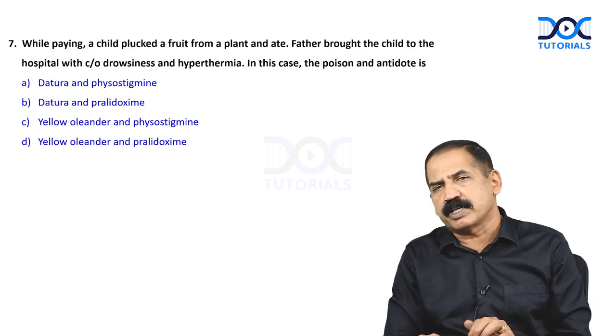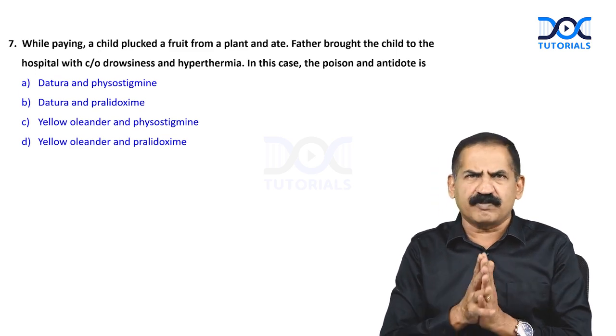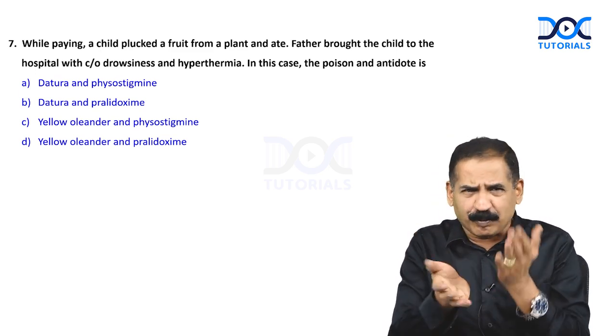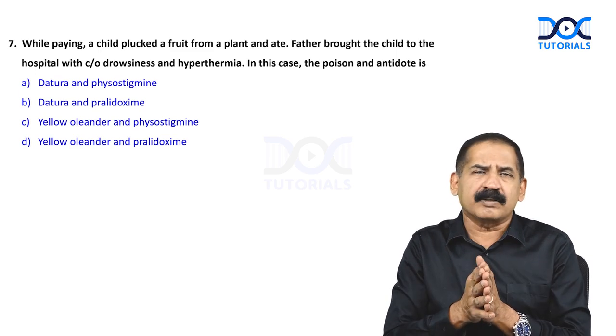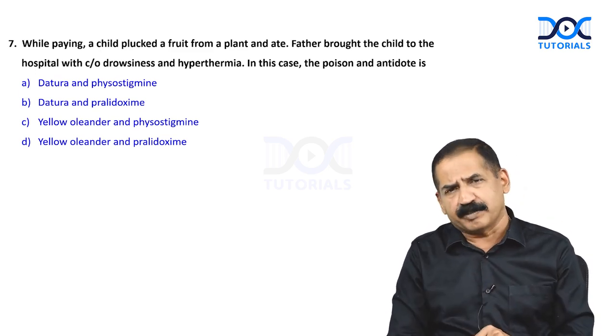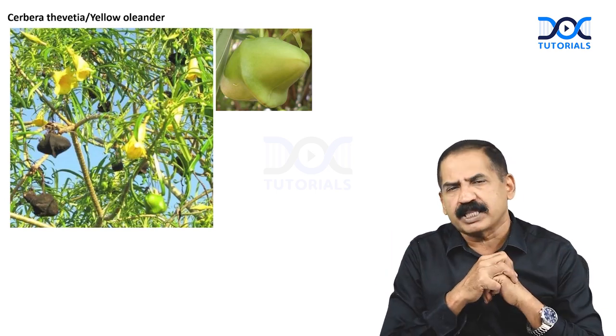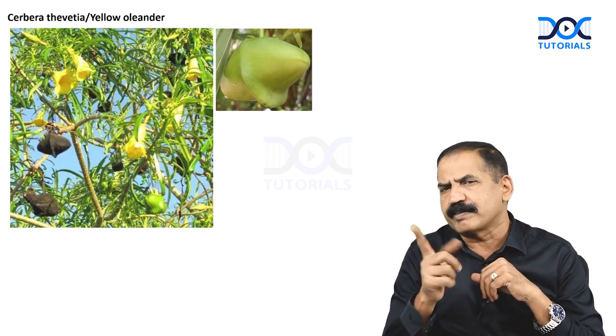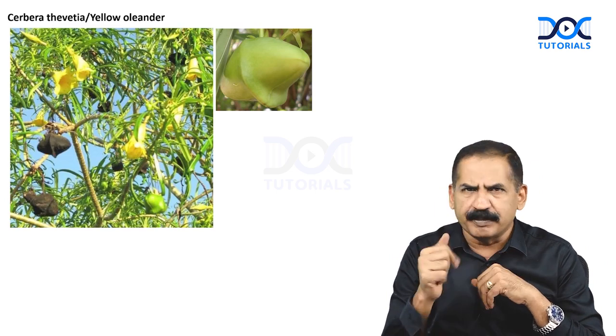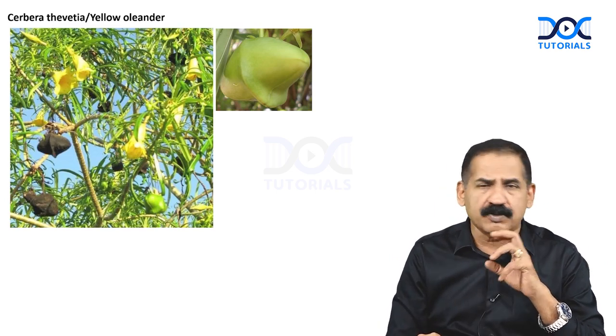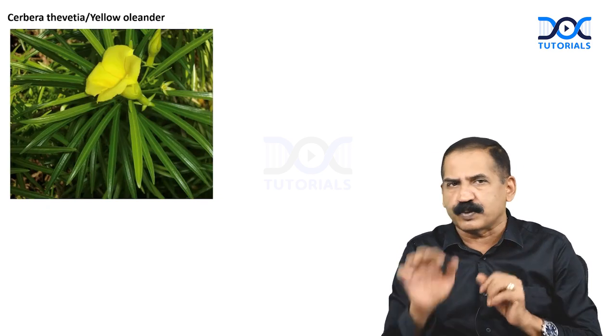In this case, first you have to identify the poison and antidote. Now, they have given only 2 poisons, datura and yellow oleander. There is drowsiness and hyperthermia. Let me discuss yellow oleander first. Yellow oleander is also known as Cerbera thevetia. You know very well, this is one of the cardiac poisons which mainly acts on the heart and to a certain extent on the spinal cord also.